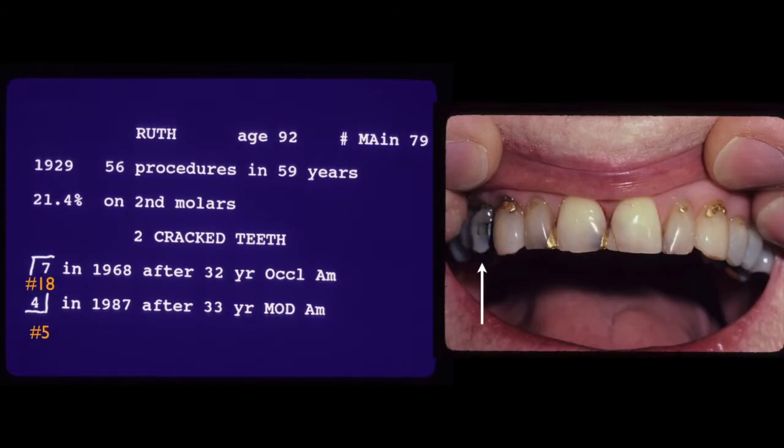This is Ruth. She was age 92 in 1988, and her telephone number in her first record was Main 79. She started with my dad in 1929 and had 56 restorative procedures in 59 years, 21% on her second molars. Ruth cracked 2 teeth, number 18 after 32 years with an occlusal amalgam, and number 5 after 33 years with an MOD amalgam. I was not able to get her back for final photographs.